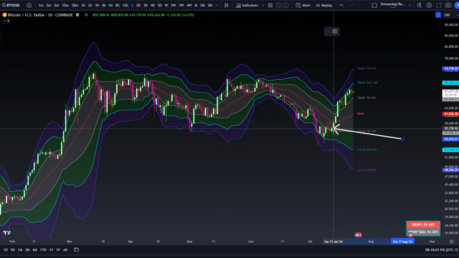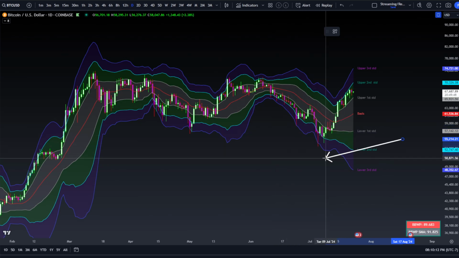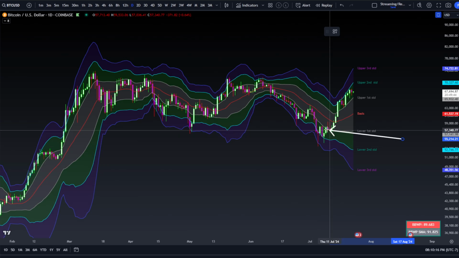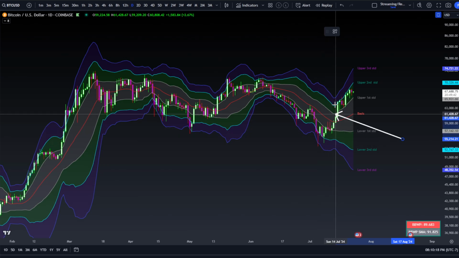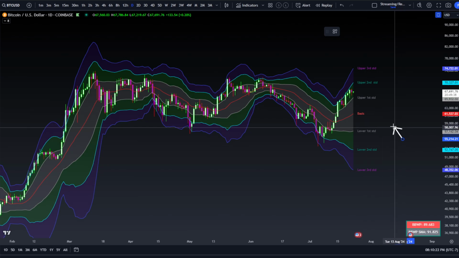And then, of course, pushing from the lower second standard deviation on a close. Of course, we do see lower third standard deviation wicks down here during this extension or expansion to the downside. And now price has run the other way and is now just grinding up against that upper second standard deviation.